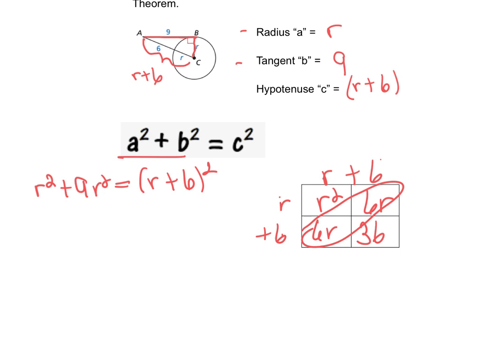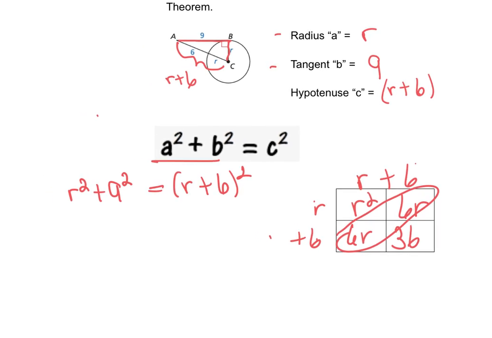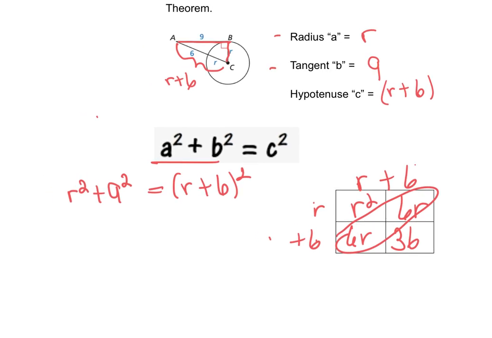Oops, hang on a second. I made a little mistake here. Did we catch that? It should be r squared plus 9 squared. There should not be an r squared right there. It should just be 9 squared. I apologize, that was my bad. Some of you were probably being like, Mrs. Kreifel, stop writing. Okay, so we have r squared plus 9 squared. That's all we needed there.